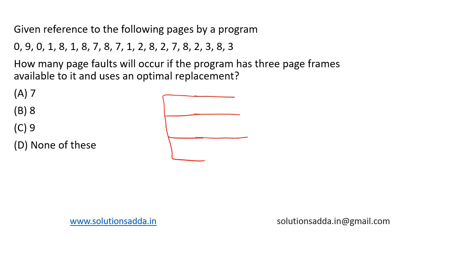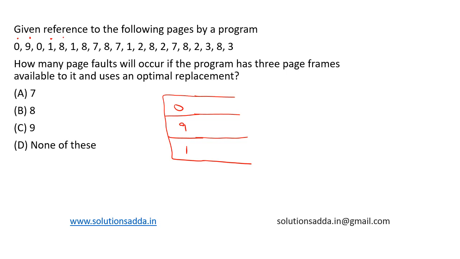So when we call 0, it is not available in the memory. So it causes a page fault. When we call 9, it again causes a page fault. So 9 gets inserted. 0 is a hit as it is already in memory. 1 is again a miss. So 1 is kept here. Now when we call 8, 8 will be a page fault.